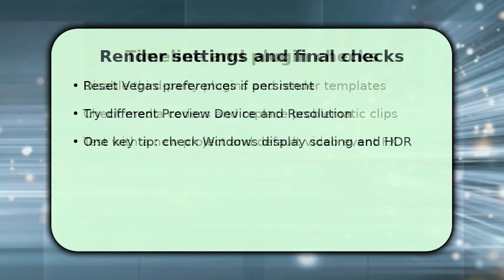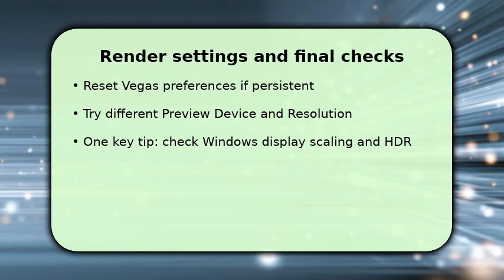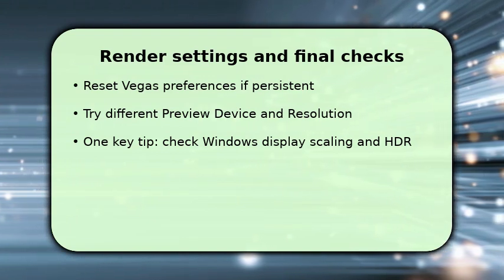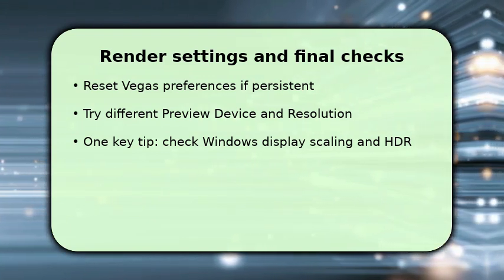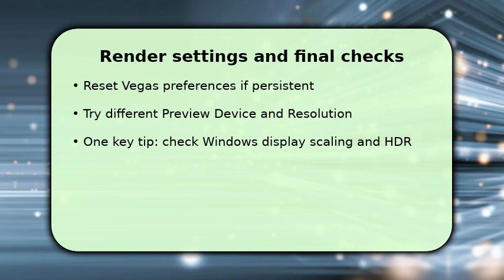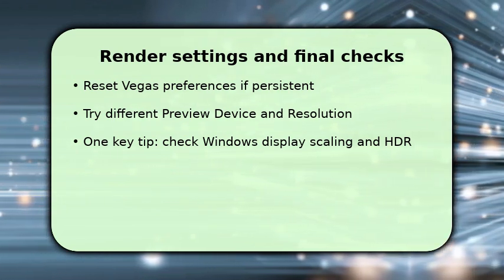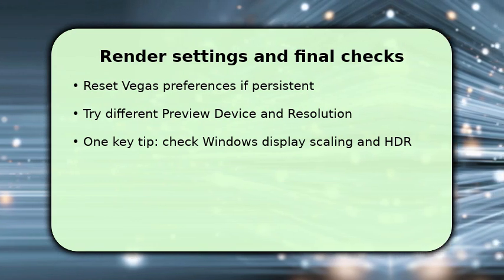Finish by checking the preview device and resolution in the video preview window, switch between automatic and a specific GPU-backed device, and try lower preview quality. If the problem persists, reset Vegas preferences to default. Hold Ctrl+Shift while launching and confirm the reset, because corrupted prefs can hide settings.